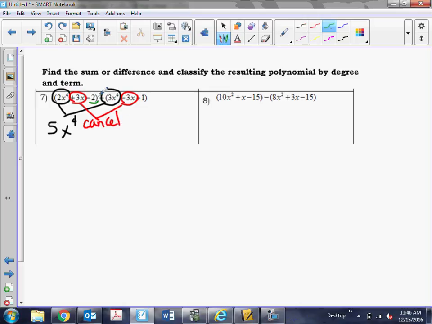And then we see that we have a negative 2 and a positive 1. Well, that negative 2 and that positive 1 gives me a negative 1. So let's look at our answer that we have. We have 5x to the 4th minus 1. Because it has a degree of 4 and it has two terms, we will call this a quartic binomial.